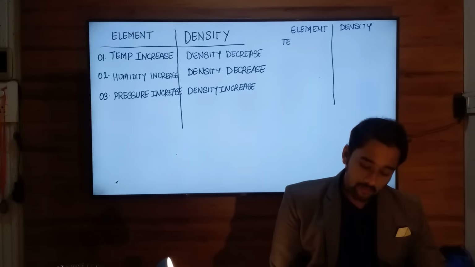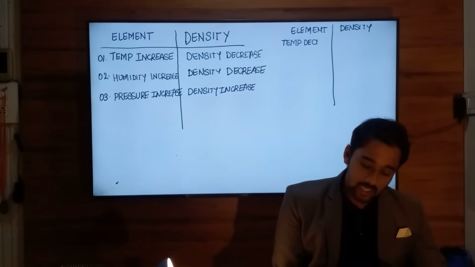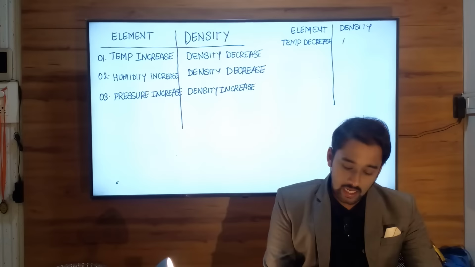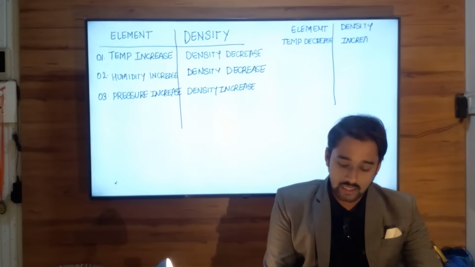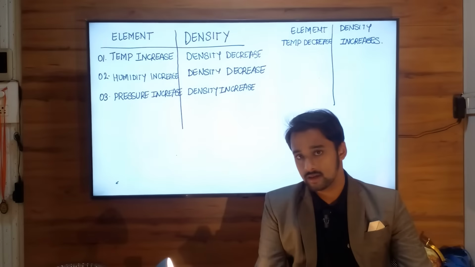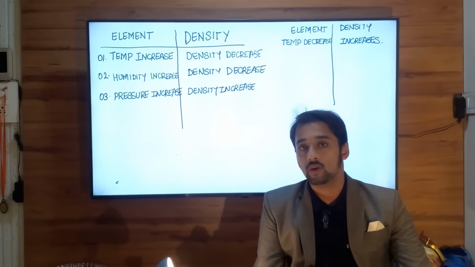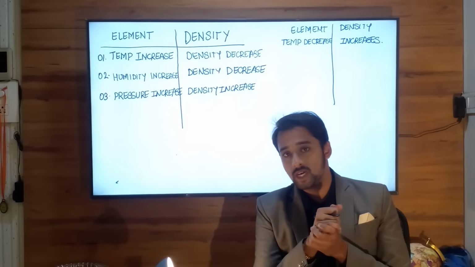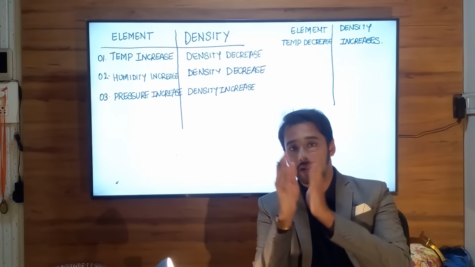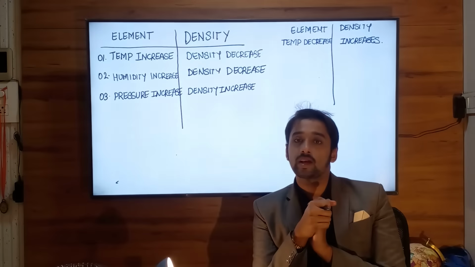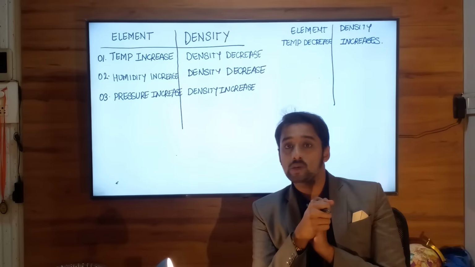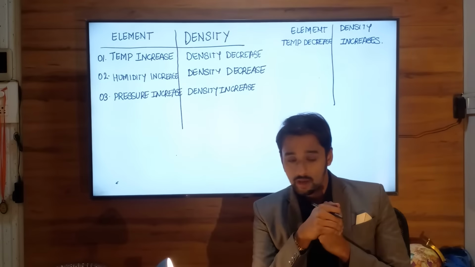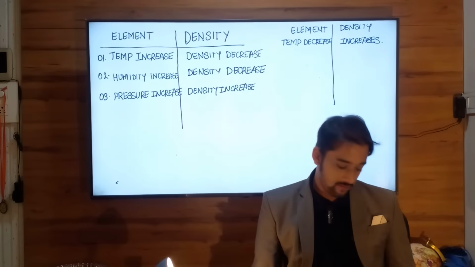Now let's say your temperature has decreased. When temperature decreases, that means when it gets cold, what happens to your density? Density increases, the opposite of heating. When you cool down a particular object or air mass, it will get compressed and compressed. As a result, the air particles will come closer and closer together and be closely packed, depending on what temperature you cool it down to. So as temperature decreases, the density will increase.